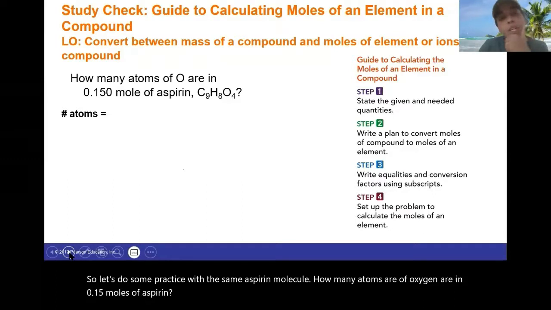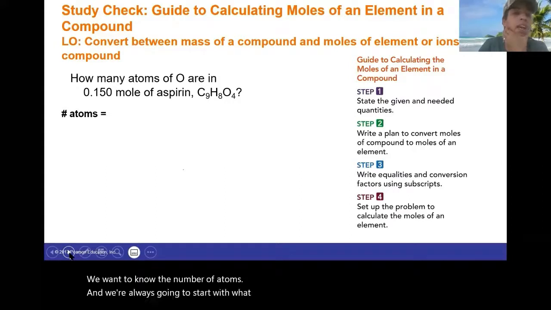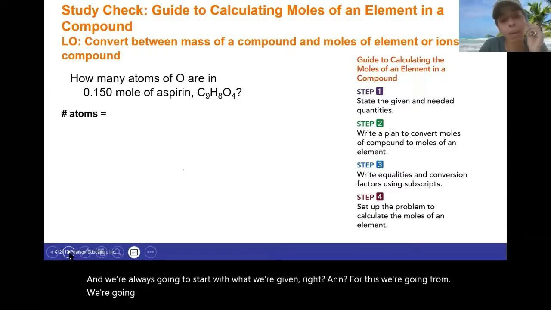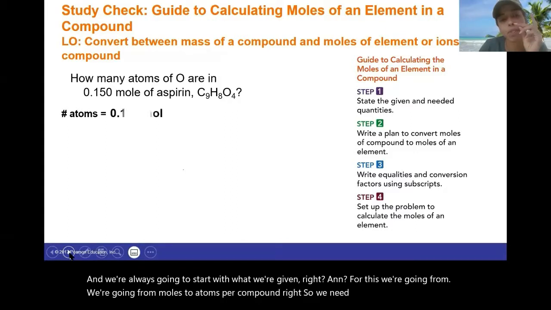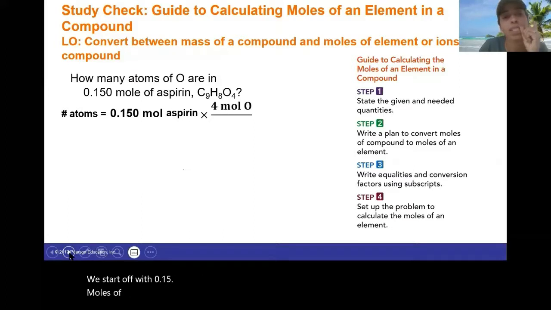Well, we want to know the number of atoms, and we're always going to start with what we're given, right? And for this, we're going from moles to atoms per compound, right? So we need 2 steps. We start off with 0.15 moles of aspirin.